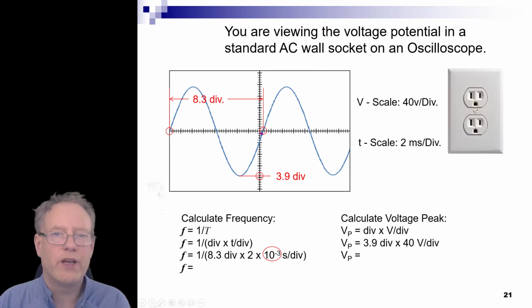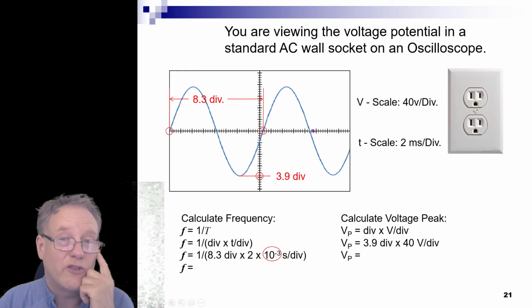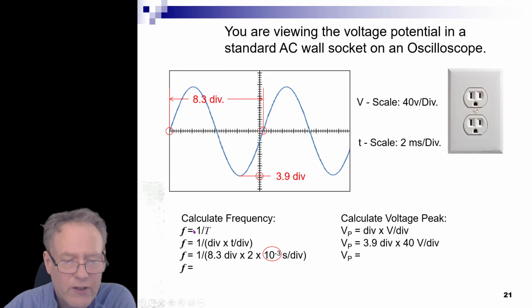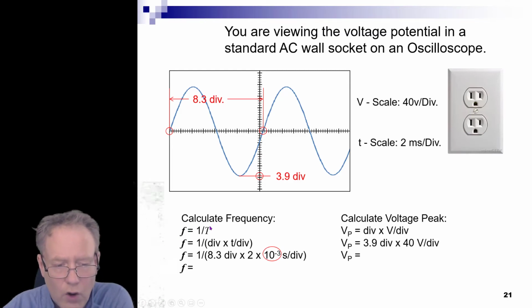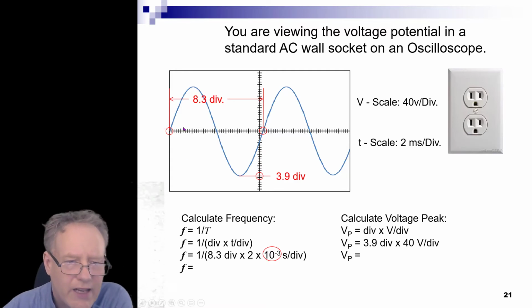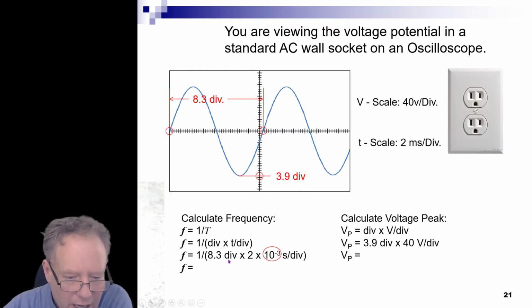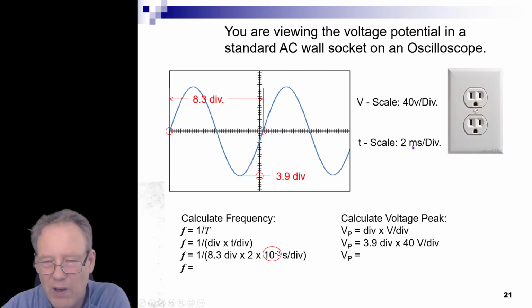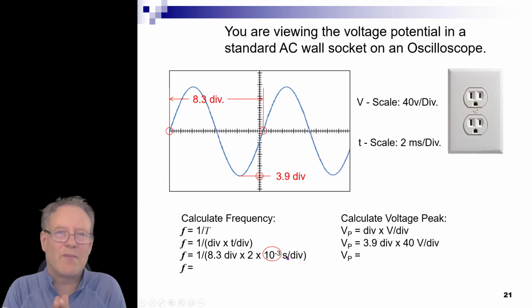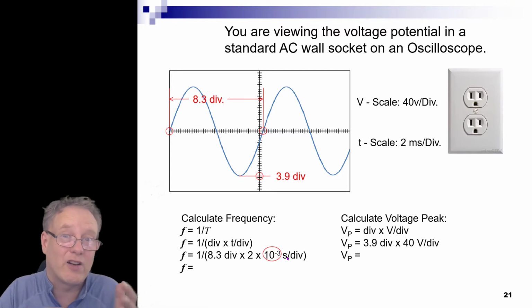So what's the period? Well, I know each division is worth 2 milliseconds. So if I just multiply them, you got to put the units in too. Watch this. I know that the frequency is 1 over the period. So what's the period? The period is how long this takes, and I know it's 8.3 times each one of these. Each one of those is worth 2 milliseconds, but I like to write times 10 to the negative 3 just to make sure I get the math right, because I'm going to have to type that in my calculator anyway.